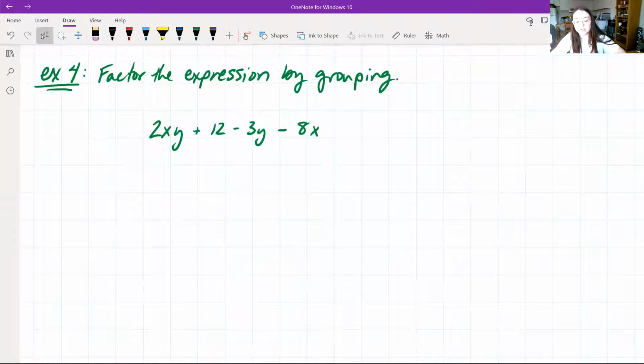So we want to factor the expression by grouping. We have 2xy plus 12 minus 3y minus 8x. So you have to think of a few different ways to group this. If we just go ahead and say, oh, okay, well, let's group it this way, we can see that while 2xy plus 12 has a greatest common factor, 3y minus 8x doesn't. So we don't want to group it this way.